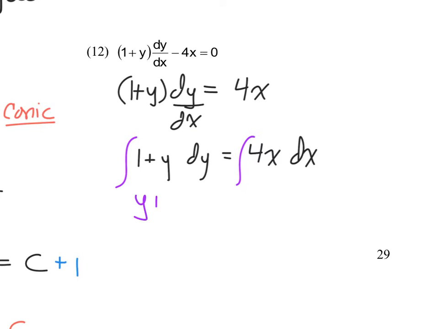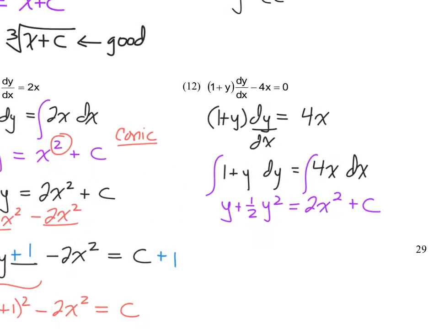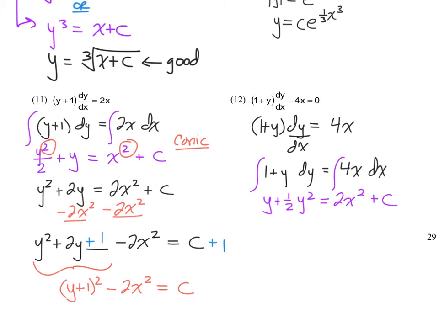All right, so integrate: y plus 1/2 y squared equals 2x squared plus c. It's not too bad because we have the recipe. We know what we're supposed to do. Actually, it's kind of more than a recipe. It's like a blueprint. It's almost step by step.